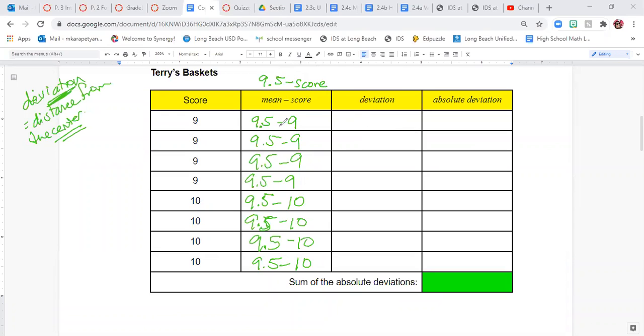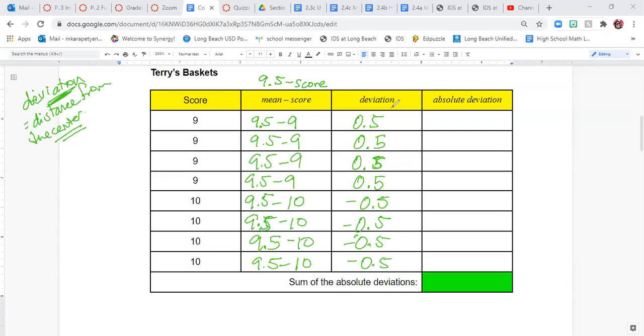All right. So then to actually get the deviation, that difference between them, I'm going to do the subtraction here. 9.5 minus 9 is 0.5. Each one of these, 9.5 minus 9 is 0.5. 9.5 minus 9 is 0.5. 9.5 minus 9 is 0.5. 9.5 minus 10 is negative 0.5, negative 0.5, negative 0.5, negative 0.5.